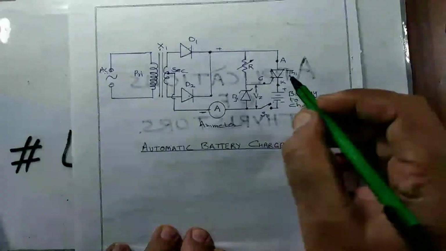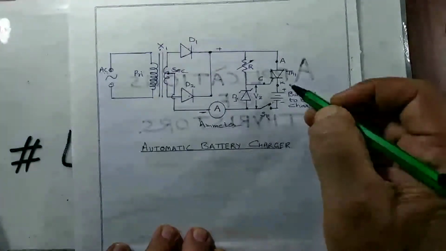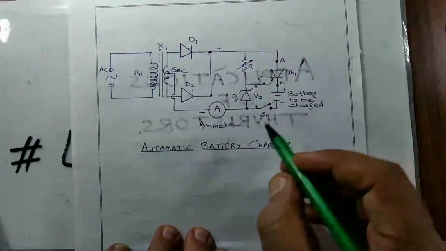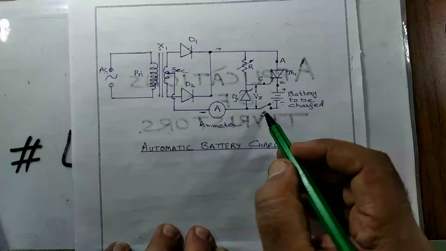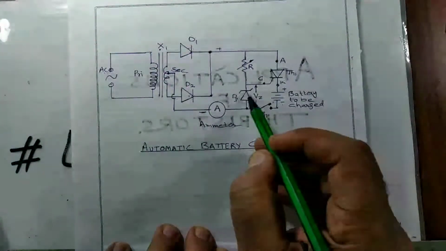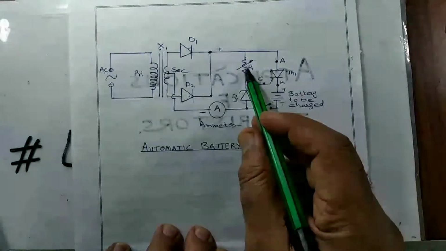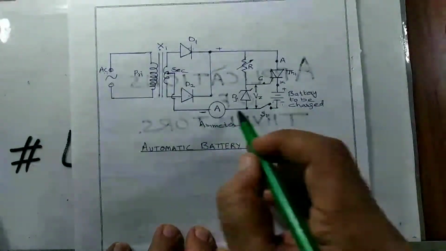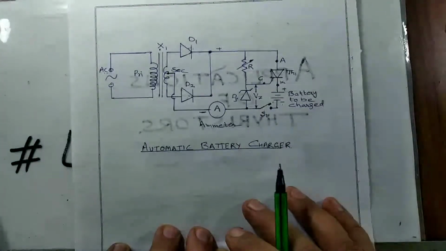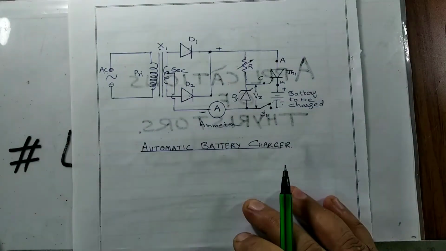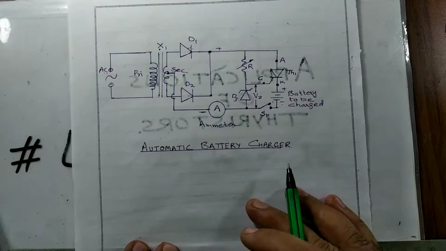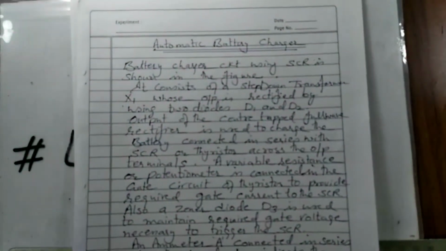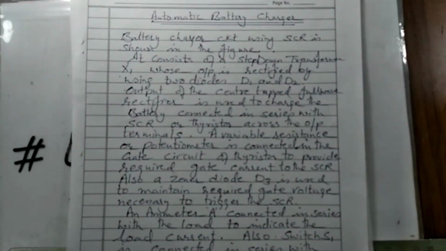The load circuit consists of a thyristor TH1, that is an SCR, with a battery to be charged, a switch S1, a Zener diode D3, and a potentiometer resistance R with an ammeter connected in series to show the quantity of current flowing in the load circuit. Now, this is the construction of the automatic battery charger.